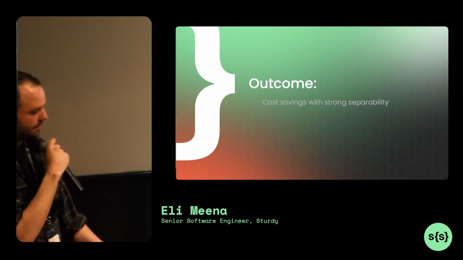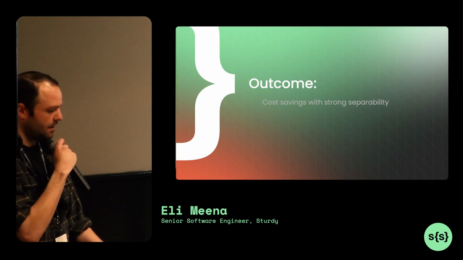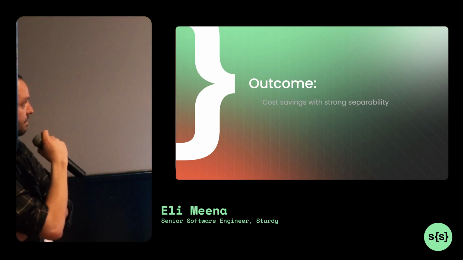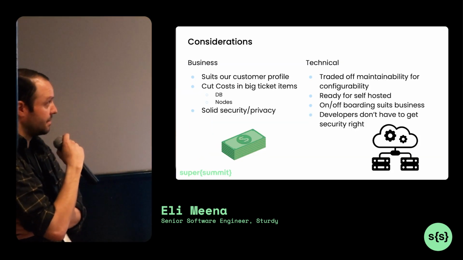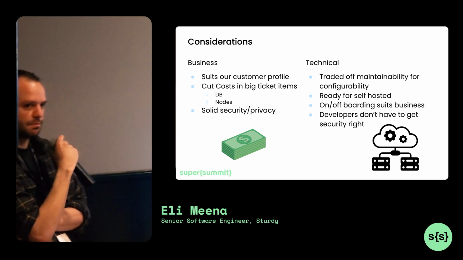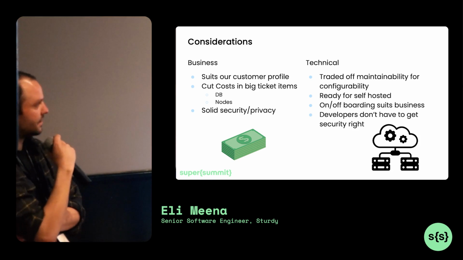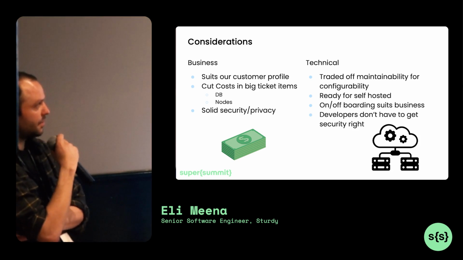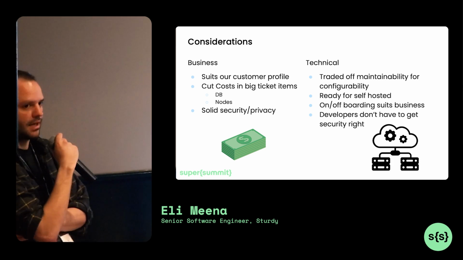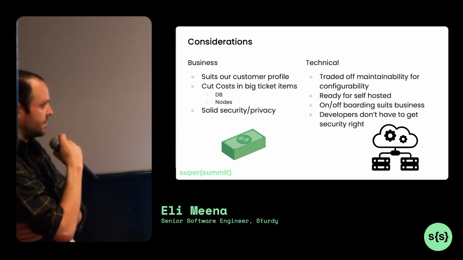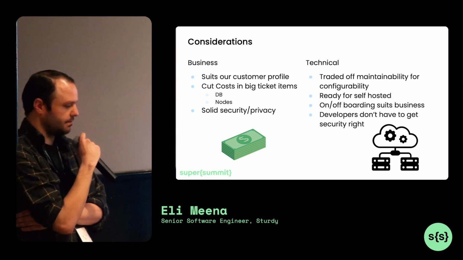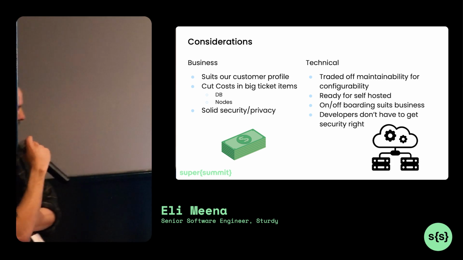So just talking about the outcome, basically how is this working for our business? In general, we get really good cost savings, but we also get all the benefits of single tenancy. Overall, it suits our customer profile. We're B2B. Single tenancy is the way to go. But we've also cut costs on what is going to be the big ticket items for just about everybody, and that's databases and nodes, compute resources and storage, always. And obviously, I've harped on it all this time, solid security and privacy throughout.